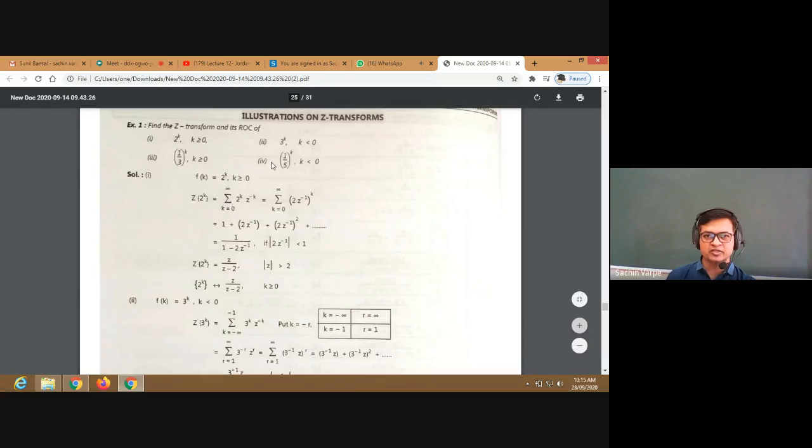On the same basis, you can obtain the Z transform of these functions. Let us solve the fourth one. Everyone has to try this: 1 upon 5 raised to k for k negative. I am going to ask randomly any one of you. Come on, take this fourth example. Find the Z transform of 1 upon 5 raised to k for k negative.